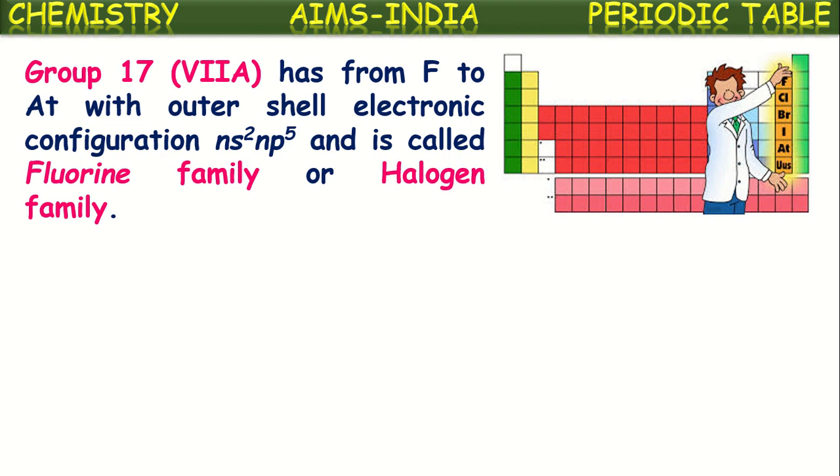These are also called the halogen family because these elements are responsible for the formation of salts with many metals. The meaning of halogen is salt former. These 7th A group elements form most of the salts with the metals. That is why these elements are specially called halogens or the halogen family. The 7th A group elements are called the halogen family or fluorine family.